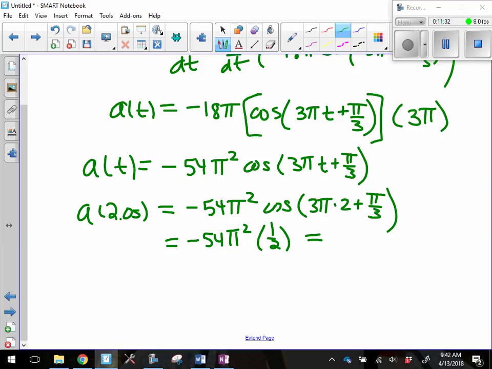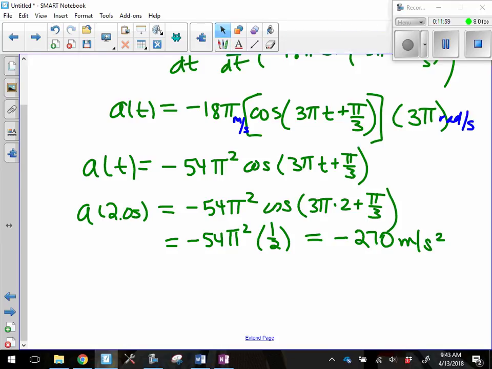What'd you get, Sari? Okay, well, it should be negative. And we've only got 2 sig figs. So let's round that. And remember, this is acceleration, so it's meters per second squared. And again, my 18 over here had units of meters per second. And when I took the derivative of what's inside, my 3 pi had units of radians per second.